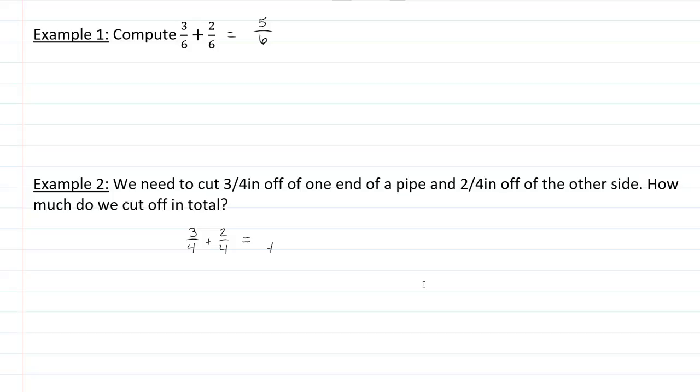We keep the common denominator of 4, and we add 3 plus 2, which is 5. So the answer is 5/4 inches. We could write this as a mixed number as well if we really wanted to. It's 1 1/4 inches.